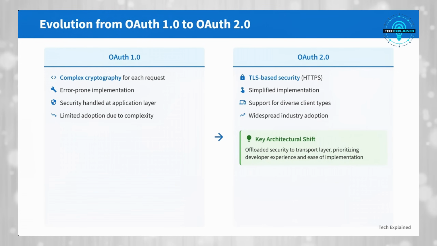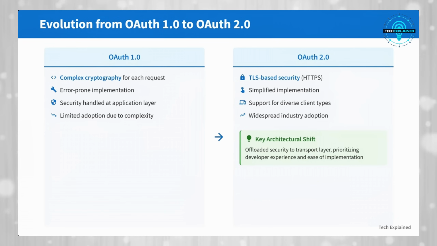OAuth 2.0 didn't just appear out of thin air. It actually had a predecessor called OAuth 1.0. Now, OAuth 1.0 worked, but it was notoriously complex to implement. Imagine having to generate these complex cryptographic signatures for every single API request. That's what developers had to deal with. It was error-prone and created significant barriers to adoption.